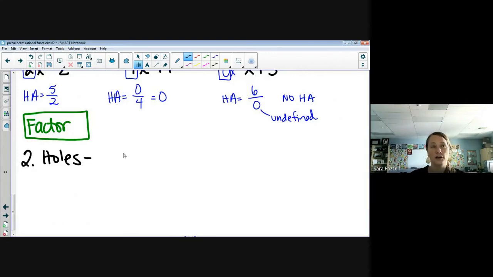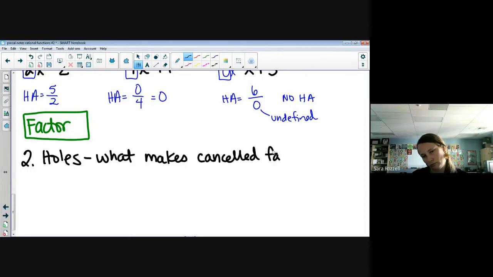So when we're actually figuring it out, a way to say this is what makes our canceled factors equal to 0. So holes come from what you cancel out. That's why when I wrote my abbreviated thing on the side, did you see how I wrote a slash through holes? Because holes are what gets canceled out. Okay, so we'll look at one real quick that we'll factor and then see what our holes would be.